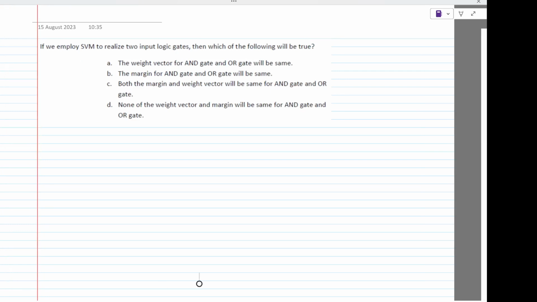So in this question they are asking, if we employ SVM to realize two input logic gates, then which of the following will be true? Two input logic gates, I think, and they are asking AND gate and OR gate. So that means if you have AND gate, what is it?